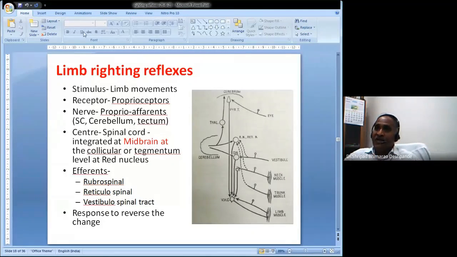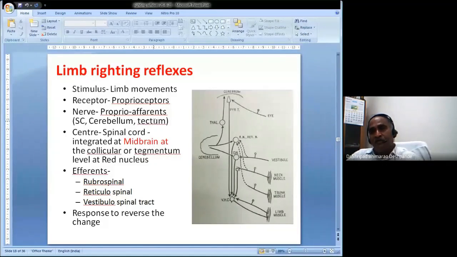So the stimulus is the limb movements. And once the limb movements are there, again the proprioceptors of the limb and the afferents are the same as that of the head and neck and body. That is the proprioafferents through the spinal cord, spinocerebellar tract, ventral and dorsal, reaching the cerebellum and then to the tectum.